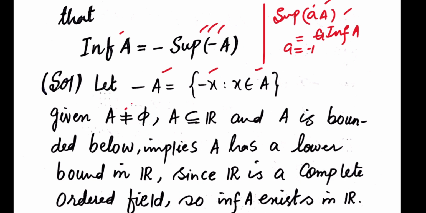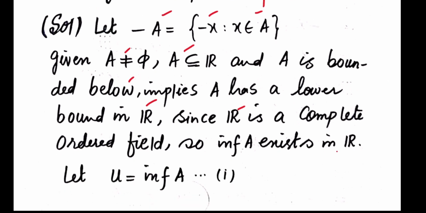Given that A is non-empty, A is a subset of R, A is bounded below, this implies A has a lower bound in R. Because you know that any subset of real numbers which is non-empty and bounded below always has a lower bound in R. This is the fundamental property of R. Since R is a complete ordered field, the infimum of A must exist in R. This is the completeness property of R, which says that every non-empty subset of R which has a lower bound in R must have an infimum in R.